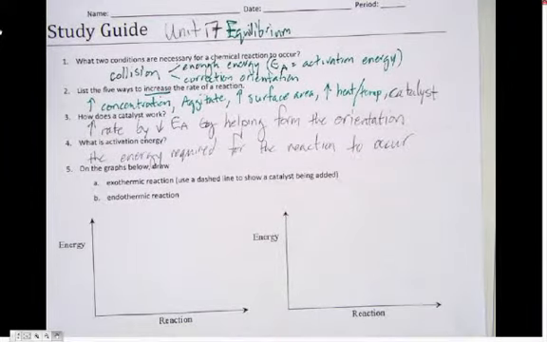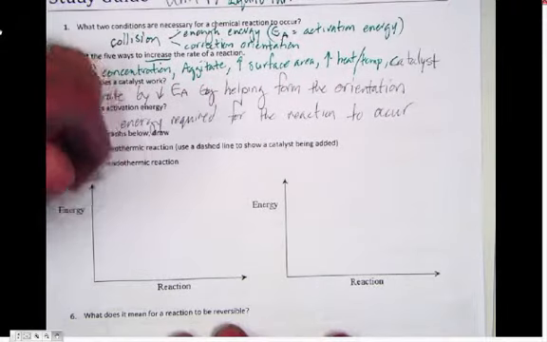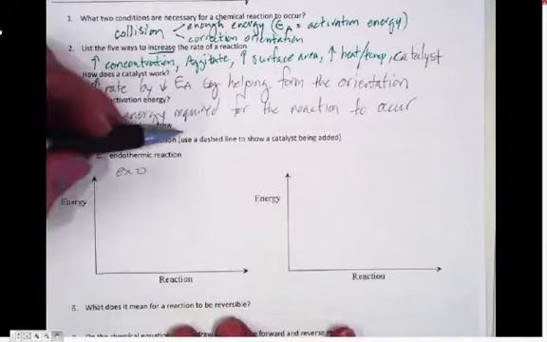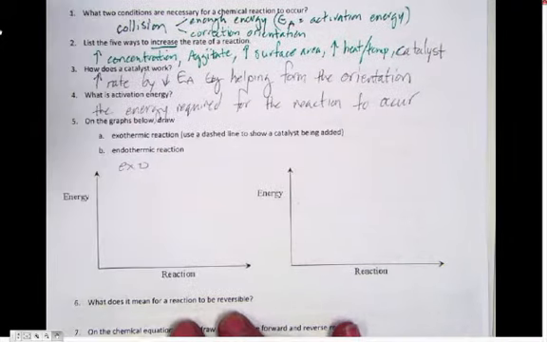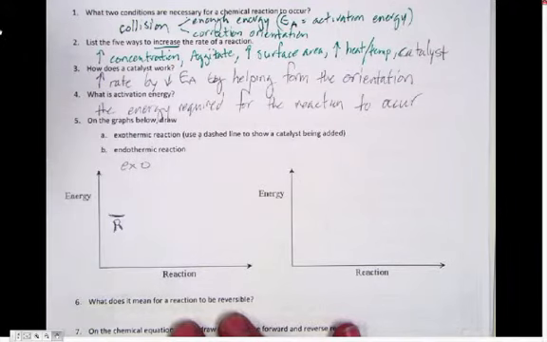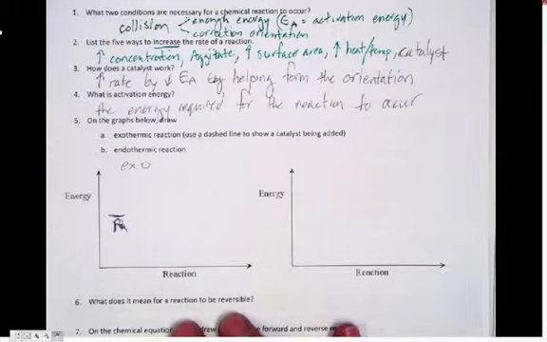All right, so number 5, on the graphs below, draw an exothermic reaction and an endothermic reaction. So let's start with exo. So this is going to be our exothermic reaction. And we also need to use a dashed line to show a catalyst being added. So you always start with your reactant. Here's my R for my reactant. Must see R, but whatever.